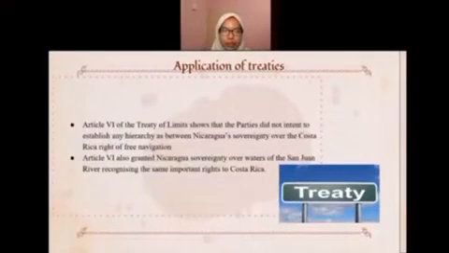My name is Nadrana binti Imran, matric number 278650, and today I will explain the application of the treaties on the navigational and related rights of Costa Rica and Nicaragua.